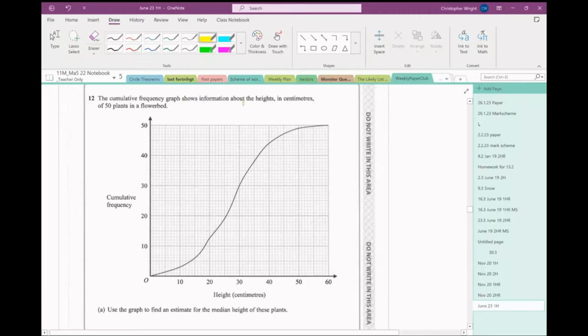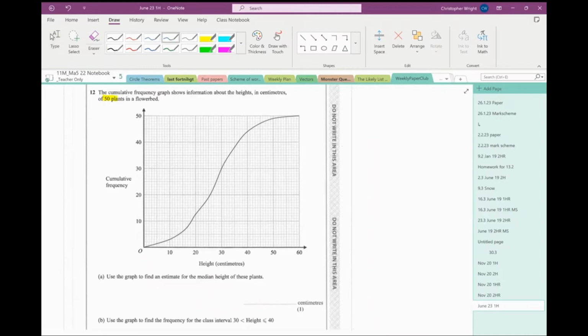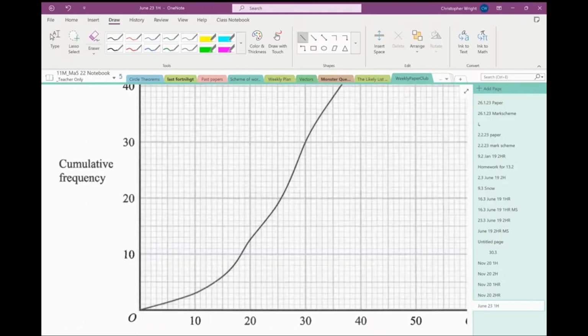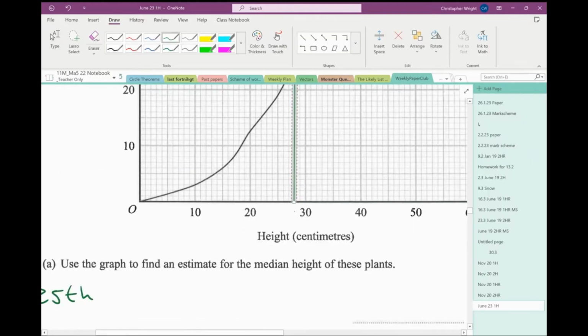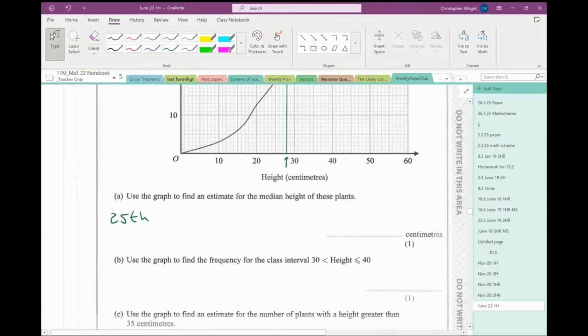The cumulative frequency graph shows information about the heights in centimetres of 50 plants. So here are the 50 plants up the y-axis, and here's the height. Use the graph to find an estimate for the median height of these plants. Well, if there are 50 plants, then for the median one, I'm going to look for the height of the 25th. So I'm going to draw a line across here to see what that gives me. Okay, so my estimate for the median is going to be 28 centimetres.